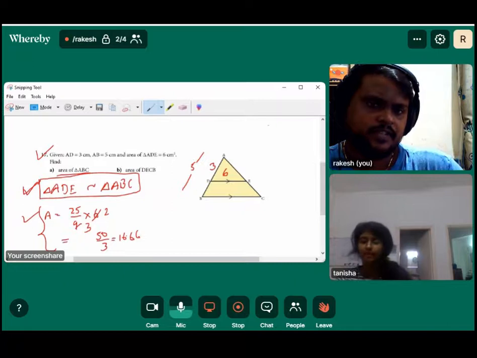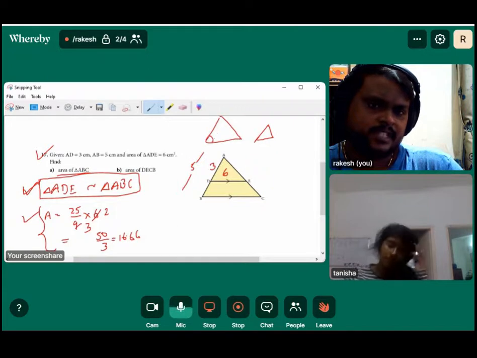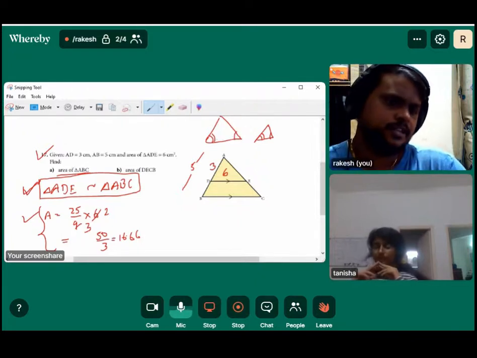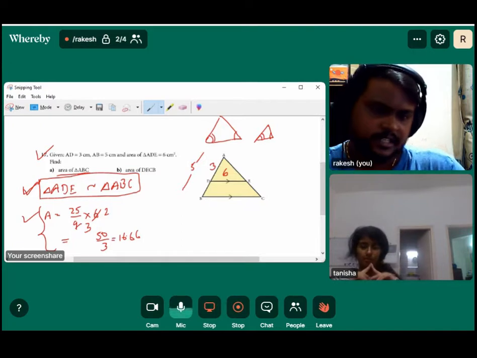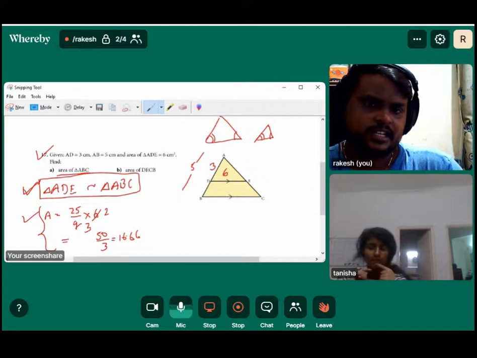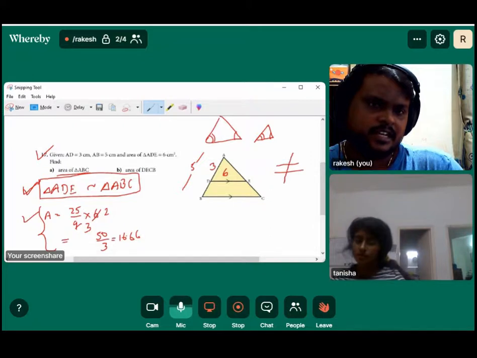See, we know that in similar triangles all angles are equal. So if we could manage to prove that two angles are equal in both the triangles, then both the triangles are similar, basically. In triangle ADE and triangle ABC, since these two lines are parallel and one is a transversal line, what do we get? We get the corresponding angles which are equal.